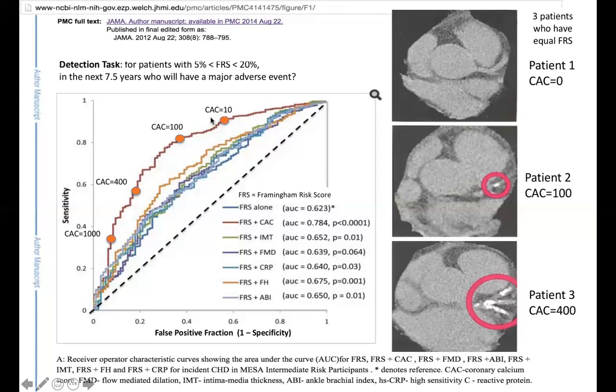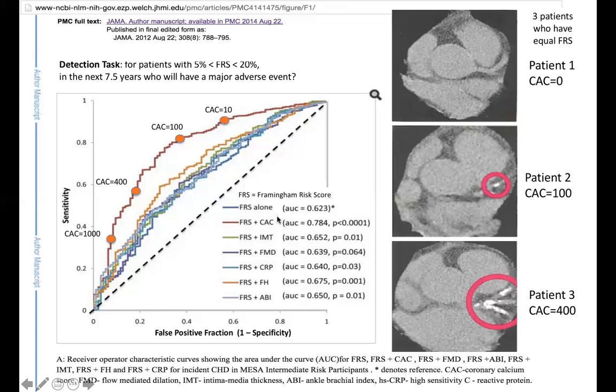And you can see where you can operate on this curve depending on what threshold you put on the CAC score to make a positive call that someone will have an event within the next 7.5 years. If you use calcium 100, you're going to pick up 80% of the people who have heart attacks, who you will have predicted correctly, but you'll also get a fairly high 35% false positive rate, right? Somewhere between 100 and 400, you can pick up about 65% and have your false positives quite low. But the real point here is that it's so much better than the Framingham risk score.